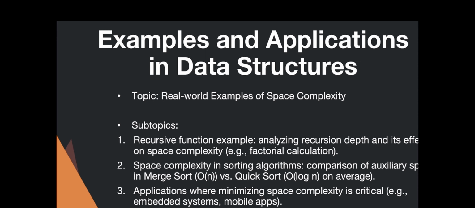Finally, to see space complexity in action, think of recursive functions or sorting algorithms. Recursion stacks in algorithms like factorial or Fibonacci calculations can increase space needs dramatically, and merge sort uses O(n) space due to extra storage needs, while quick sort's auxiliary space is generally more efficient. In short, space complexity is an essential factor in writing efficient code, especially as applications scale.